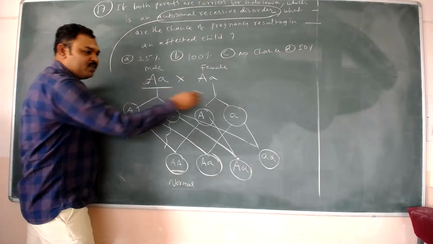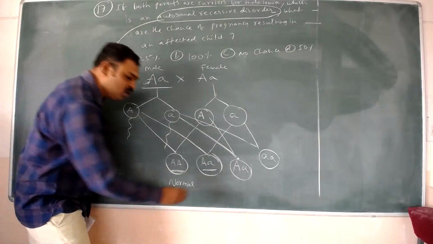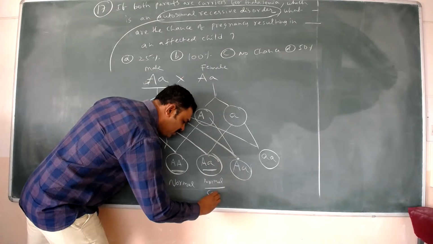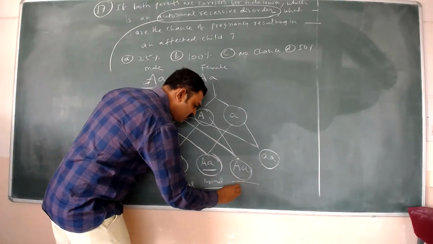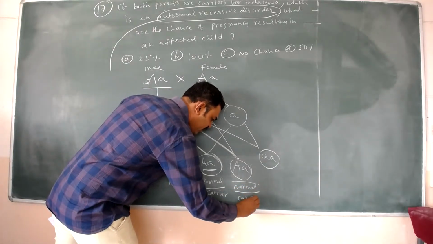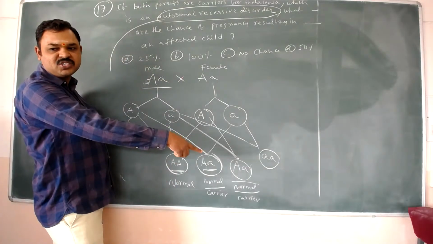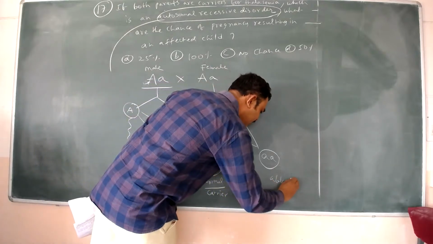And the next case, if this one fused with this one, how will it be called? Heterozygous dominant. Heterozygous dominant means they are normal, but they can be considered as carriers. These are also carriers. They are normal, but they are the carriers. In the last case, both alleles are recessive. In that case, they will be affected. These are the affected individuals.